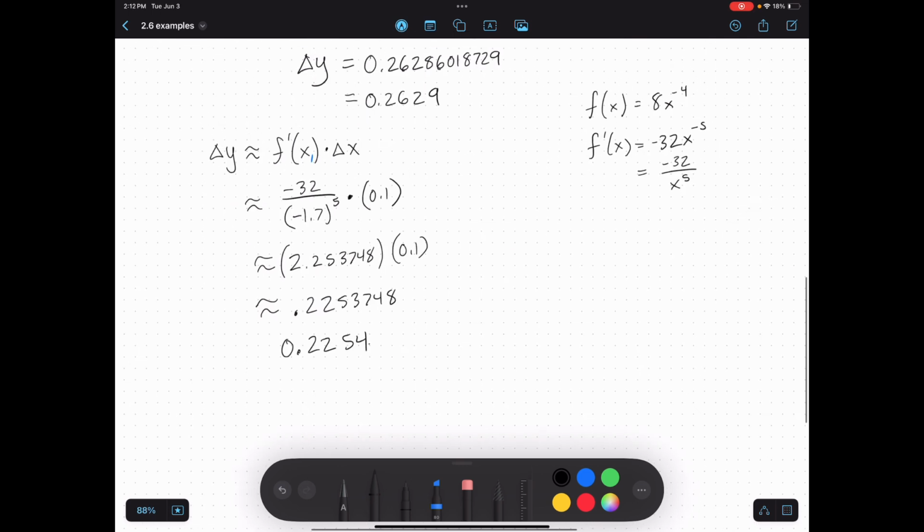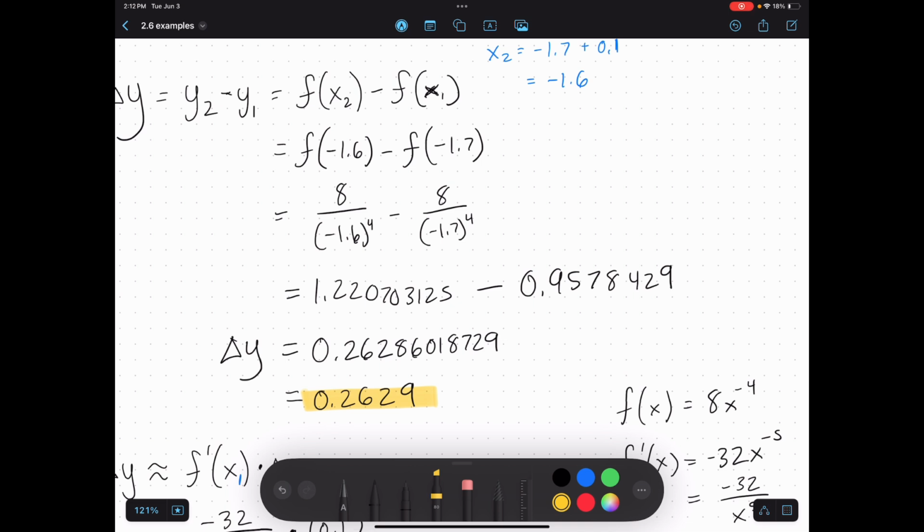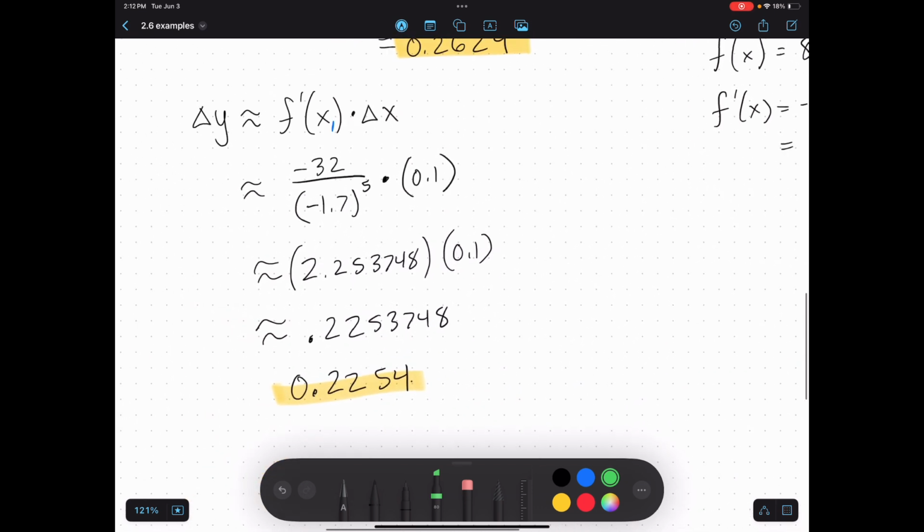And now I can go ahead and round to 4 decimal places, and I get 0.2254. So notice how close these two numbers are. They're not exactly the same because, once again, the second number is just an approximation, but they're close because delta x was relatively small. The top one is the exact value, and the bottom one is the approximate value. And like we said earlier, the reason for this is to save us some computation. Notice how in my actual computation, I had to raise this decimal to the 4th power twice, but in my approximation, I only had to do it once, making that computation a little bit more simple.